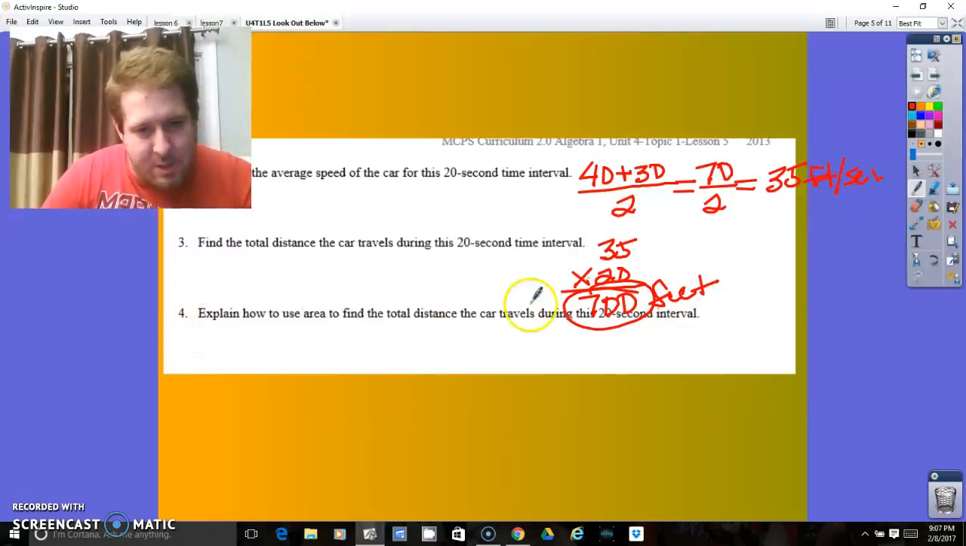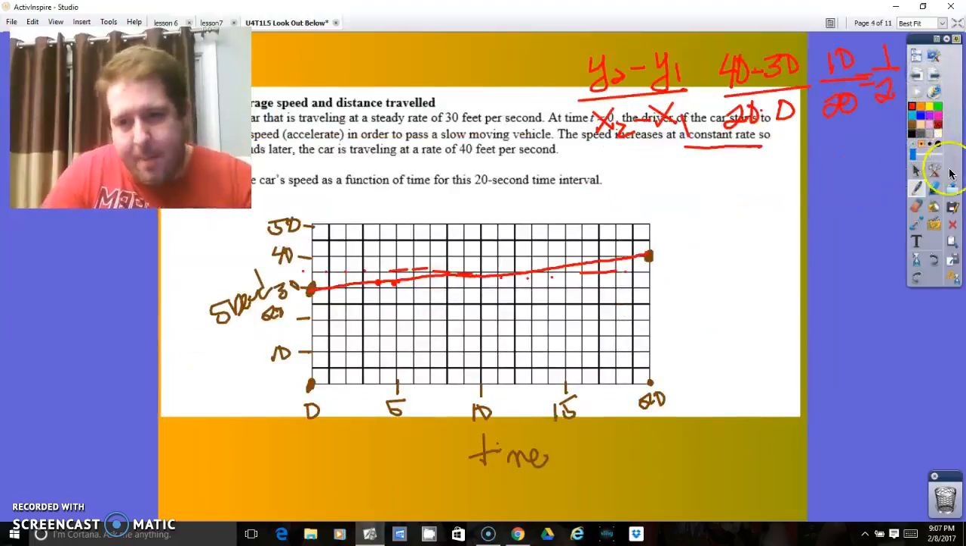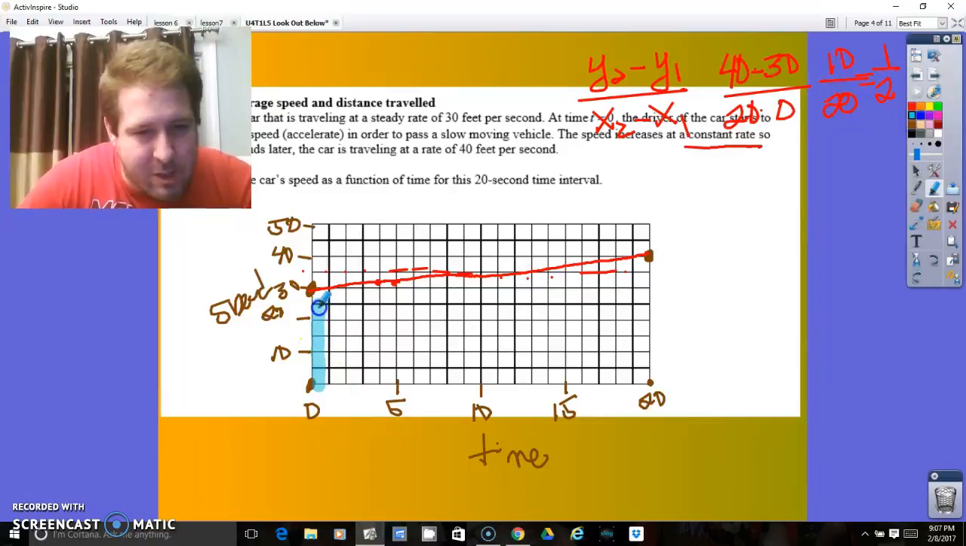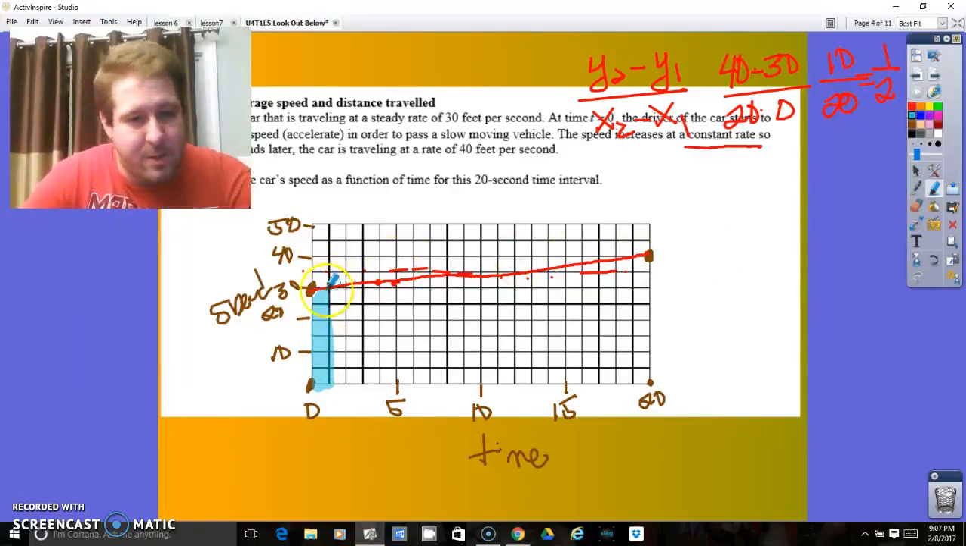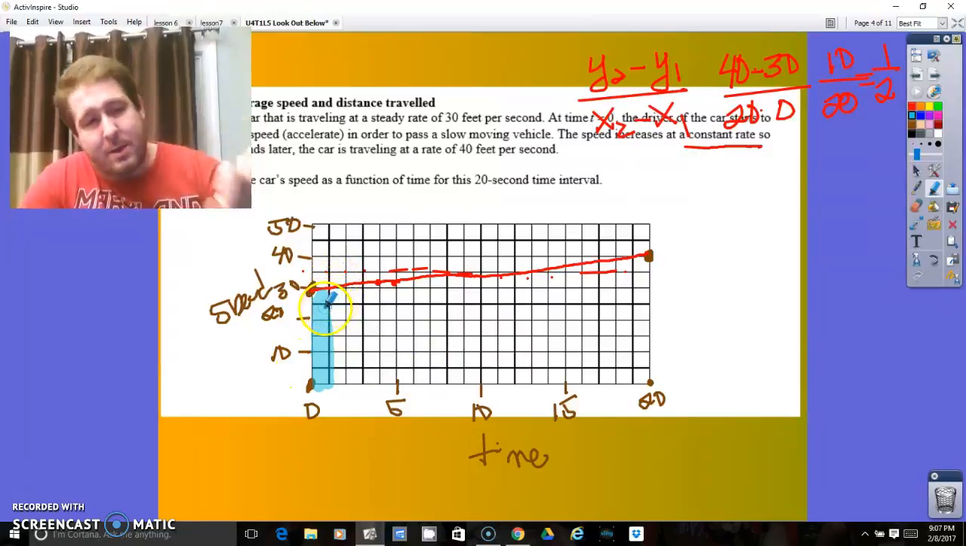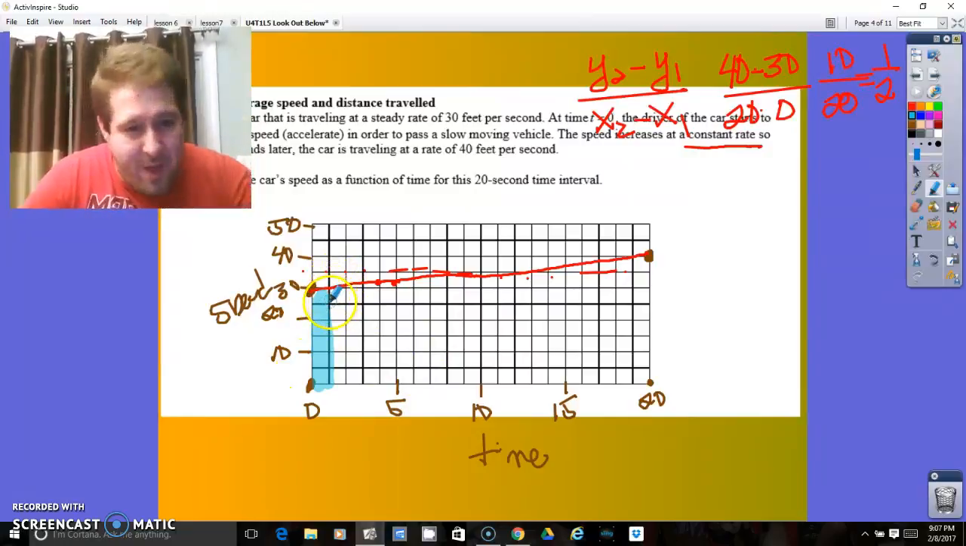All right, so fourth question, explain how you could use area. I could use area because what I could do is count the blocks underneath the entire line from start to finish. If I want to find out how far you've traveled from here to here, all I have to do is count how many blocks are underneath. Remember, each block is worth 5 feet, because for every one to the right, it went up 5. Remember, I went up by 5. So 5, 10, 15, 20, 25, 30.